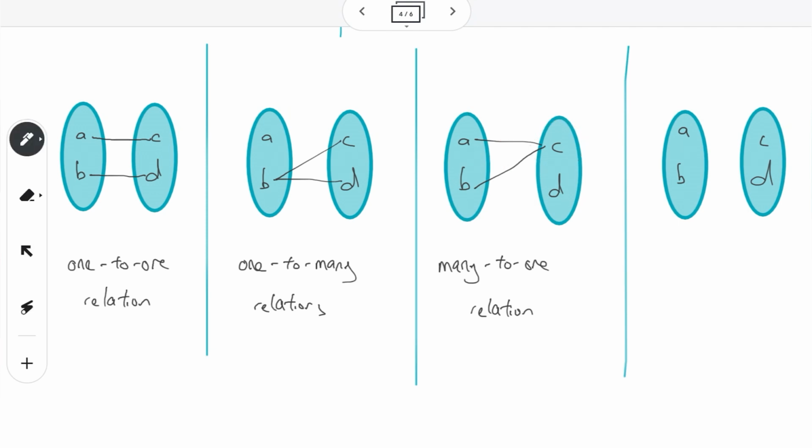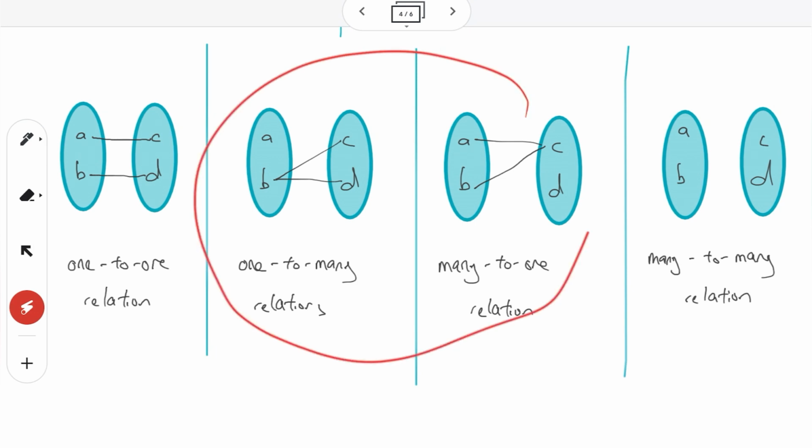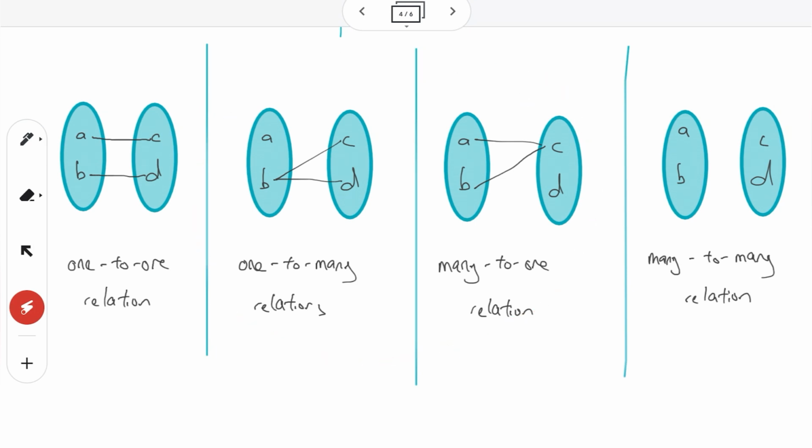And the last kind of relation is a many-to-many relation, which is essentially a combination of the second and third type of relations. So basically here you have both a one-to-many relation and a many-to-one relation. So you see there's a one-to-many relation here, and a many-to-one relation here as well. And both combined, that becomes a many-to-many relation.